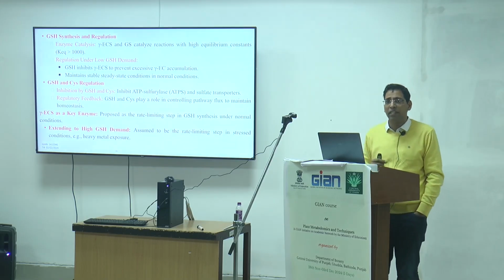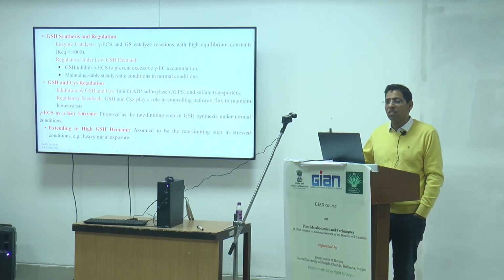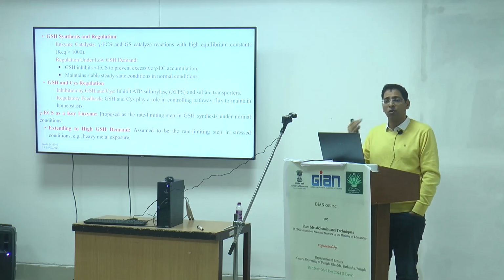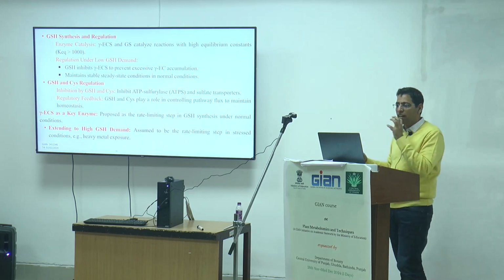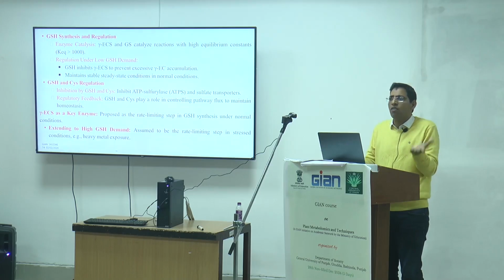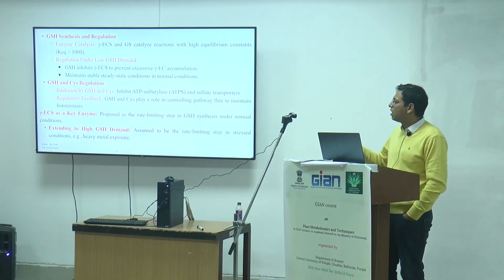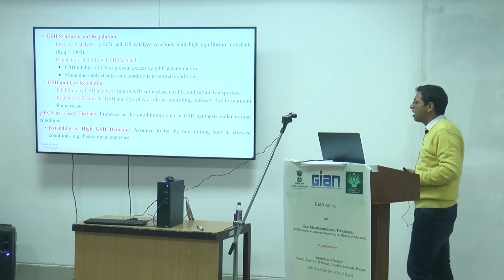If you inhibit the whole biosynthetic pathway by these two metabolites, the ATP sulfurylase, ATPase, and the sulfate transporters are regulated by glutathione and cysteine. Both metabolites also provide regulatory feedback here. They inhibit the whole pathway when their concentration is over-accumulated. So finally it was documented that this is a key enzyme, which is a rate limiting step in glutathione synthesis under the normal condition, not under the altered condition.